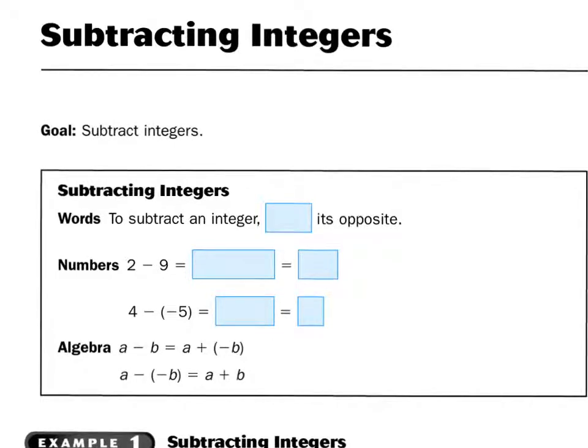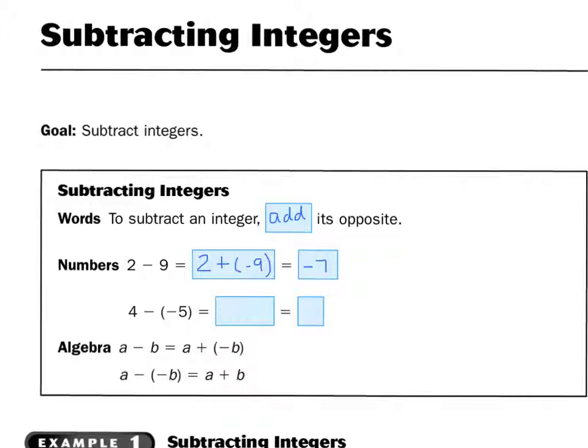In section 2.3, we're going to learn the rules for subtracting integers. To subtract an integer, you will add its opposite. So what we're going to look at is 2 minus 9 is going to become the problem 2 plus a negative 9, which will be a negative 7, because once you change it to an addition problem, you then go back to the rules of addition that we learned in the previous section.